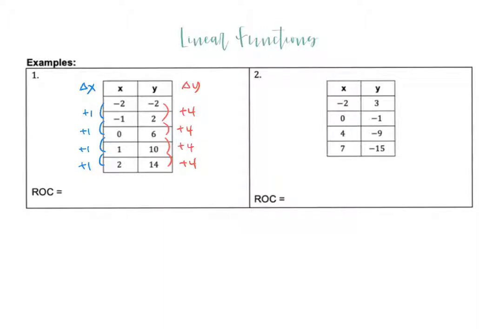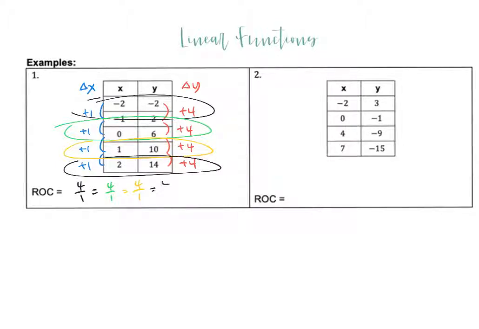So the first two pairs of points, we see that the change in y is 4, change in x is 1. The second pair of points, we see again it's 4 over 1. The third pair is also 4 over 1, and the fourth pair of points, the change is 4 over 1. So because all of them are equal, 4 over 1, 4 divided by 1 is 4, so we know that the rate of change on this is 4.